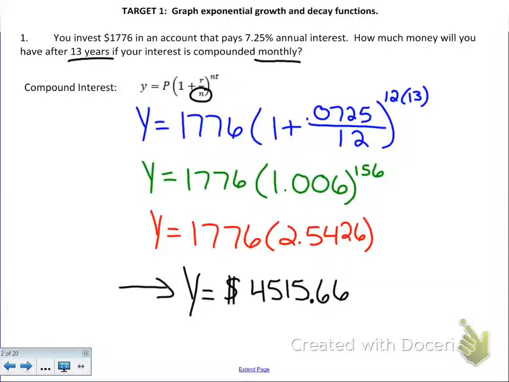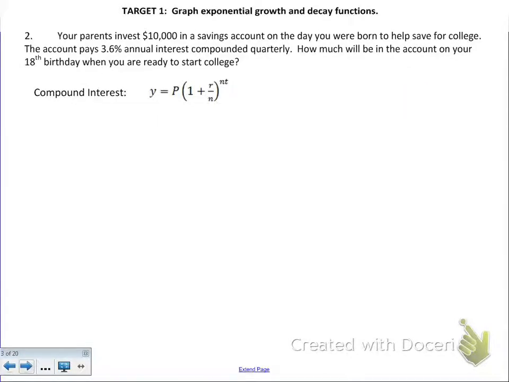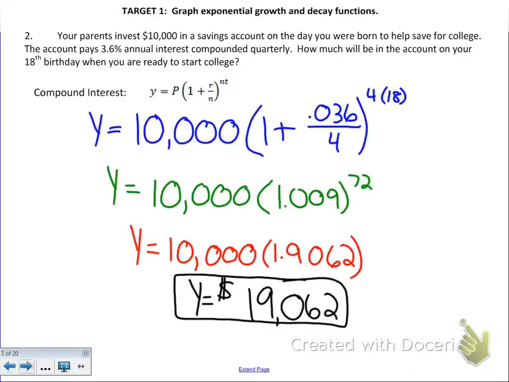Okay, so this is our first compound interest question. Our second one is very similar to that. Again, give this a try. Come back for the explanation. Okay, for this answer, you should get, again, approximately $19,062. If you got that, great. If not, here's the explanation.